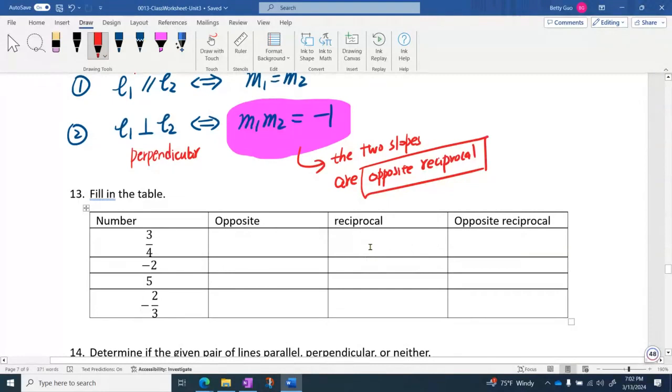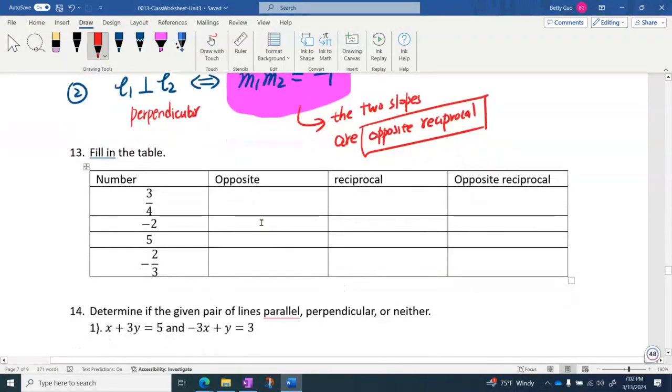But they must have the same sign. If the number is positive, the reciprocal is also positive. If the number is negative, the reciprocal is also negative. The sign doesn't change. Opposite, you change the sign, but reciprocal, you do not change the sign. You interchange the top and the bottom. Help me to answer those questions. As you can see in this table, let's fill in those blanks. The first number given is 3/4.